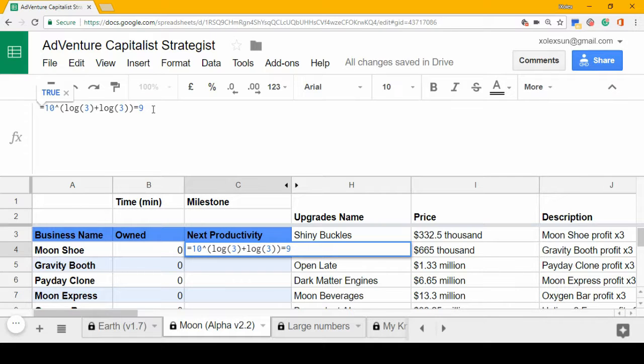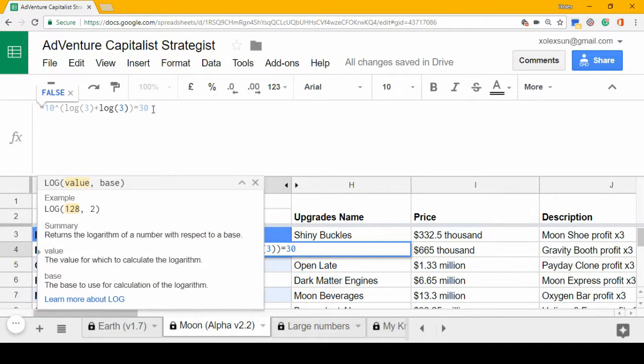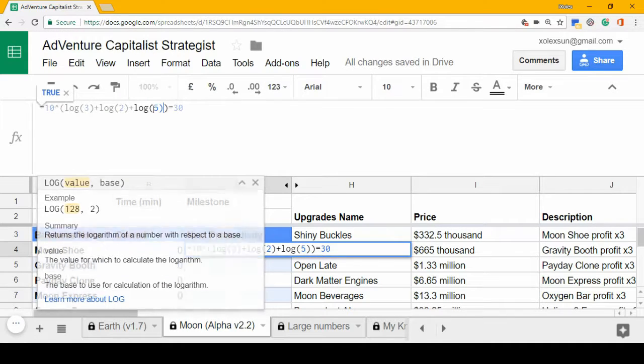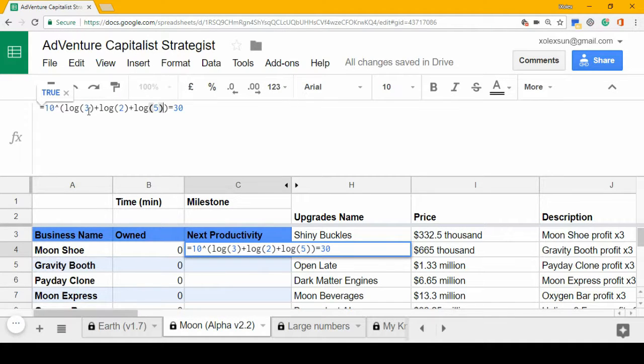So now you might be wondering, can I do it with 3? Let's say log 3 plus log 2 plus log 5. 3 times 2 is 6, 6 times 5 is 30. So if I do log 3 plus log 2 plus log 5, we're going to get 30, yes. So essentially it means 3 times 2 times 5, you get 30.